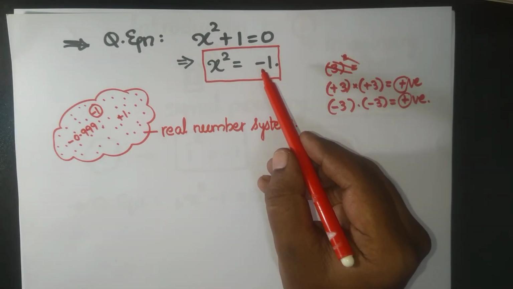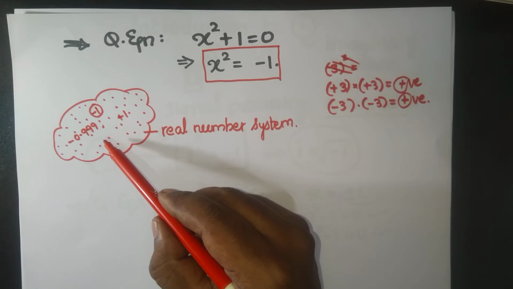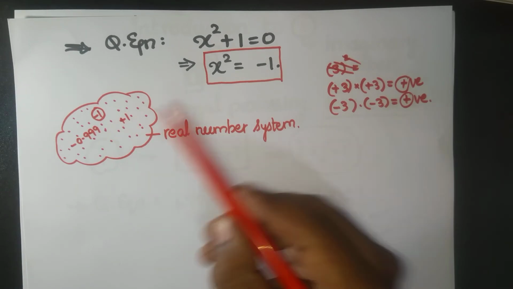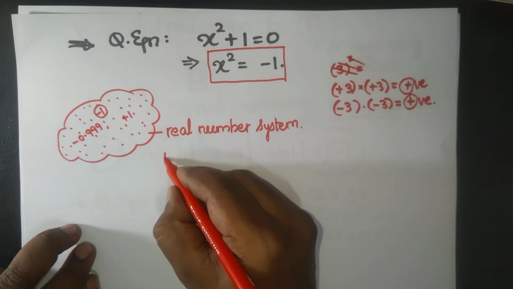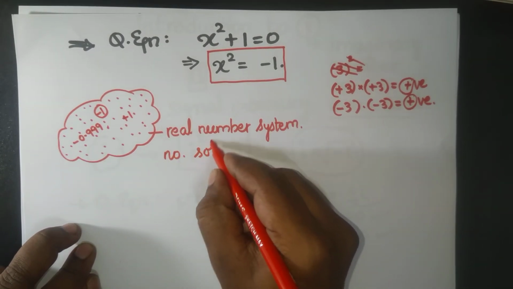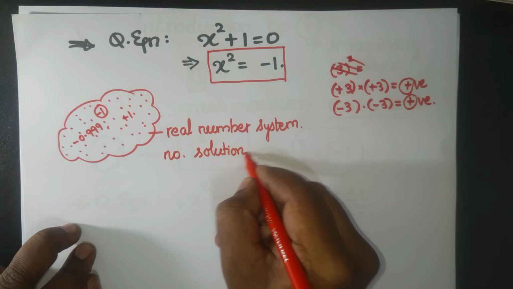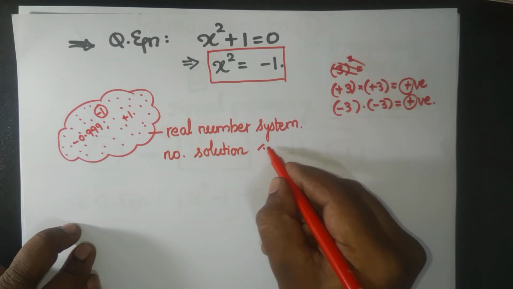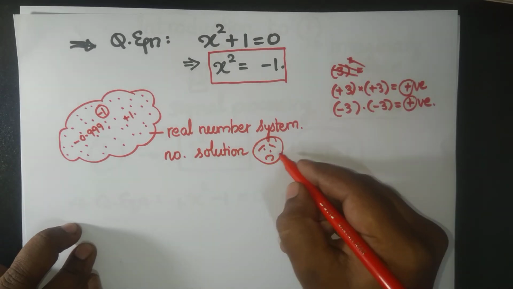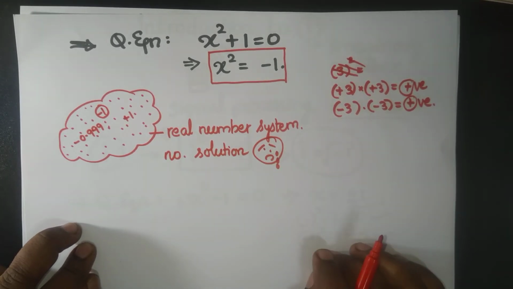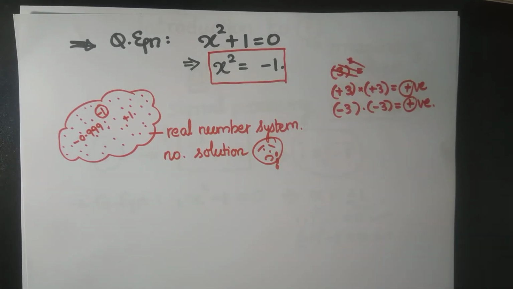Is it possible here? Can we pick any number out of this real number system to satisfy this? It's impossible. First of all, we can't do this. So definitely we could say there is no solution with this real number system. Now what to do? Then what do you do?